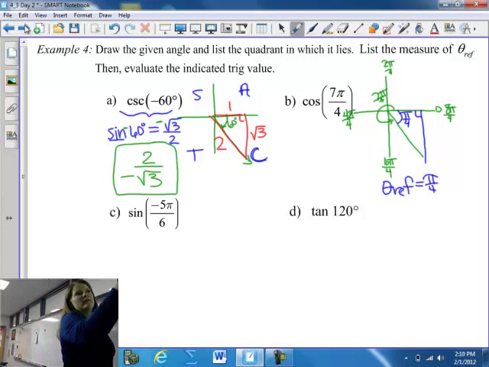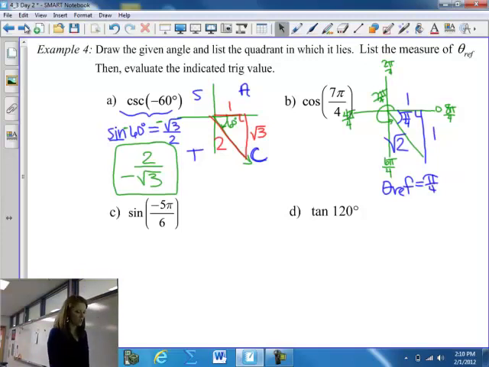All right, so 45, 45, 90. Pi over 4 is 45, so what are my sides? 1, 1, square root of 2. 1, 1, square root of 2, okay? So now we're ready to look at the question. We need the cosine, okay?